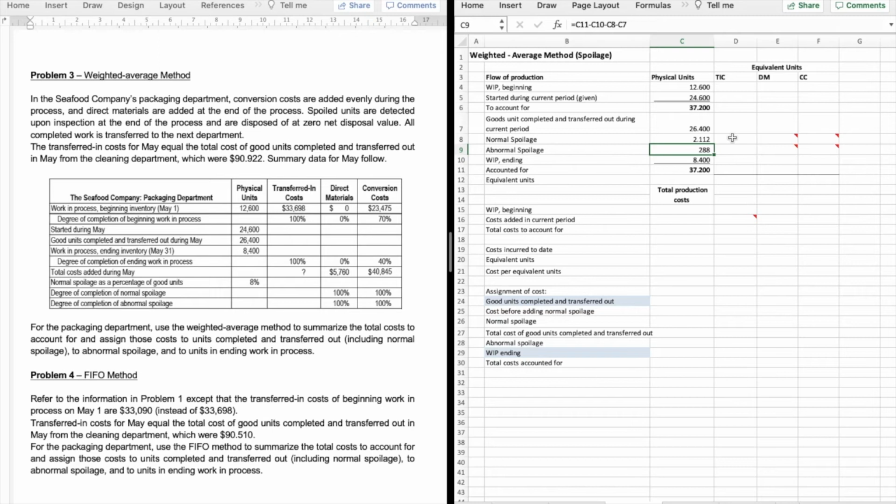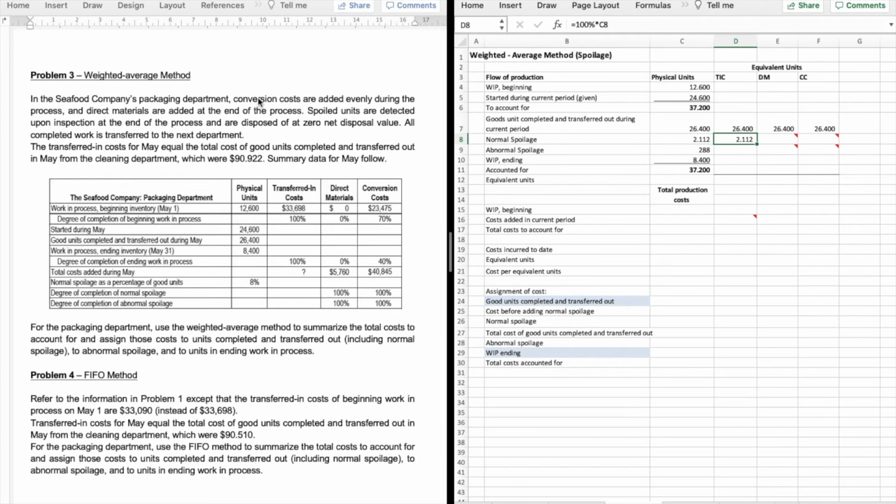And now to calculate the equivalent units, starting with the good units completed and transferred out during current period, it means that it has completed all the process. So we have 100% for all the cost categories here. And for the spoilage, of course, for the transferred in cost, it will always be 100%. But for the direct materials, if the rate of spoilage is higher than or at least the same with the degree of completion in direct materials, the spoilage will have 100%.